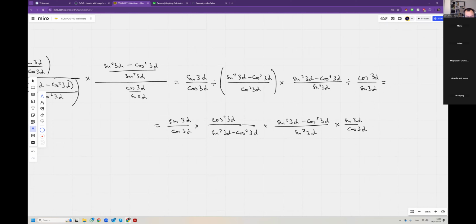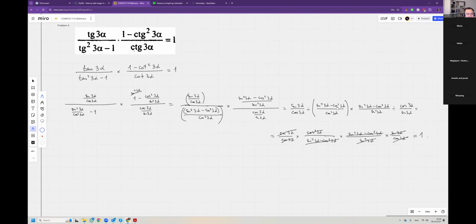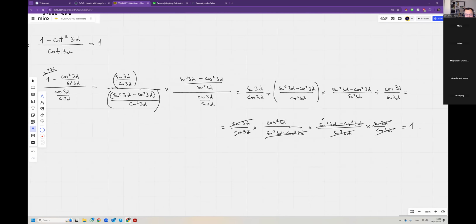We've done everything because sine squared 3 alpha minus cos squared 3 alpha cancels. And now we're left with sine 3 alpha times sine 3 alpha. That's sine squared 3 alpha. That cancels with this. Cos squared 3 alpha cancels with this. And we're left with 1. Ta-da. That's it. I finished the whole thing. It looked horrendous, but then suddenly it just became super easy.